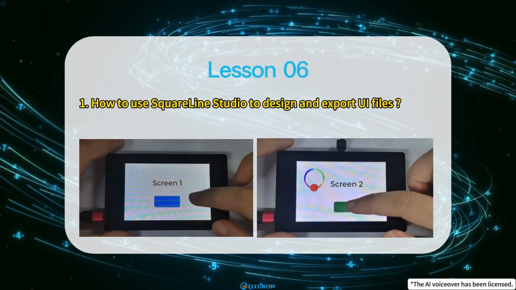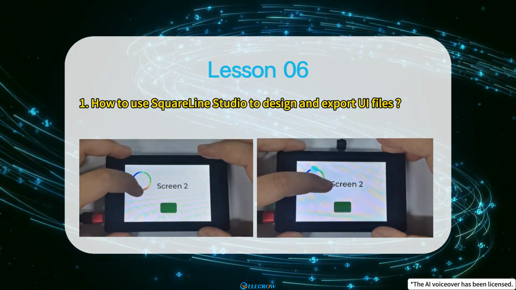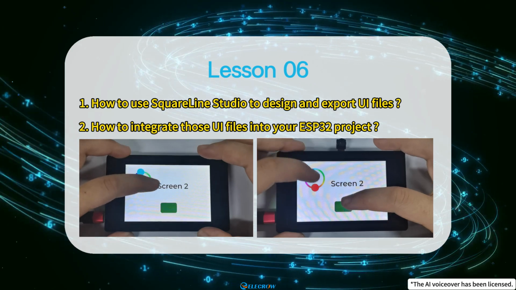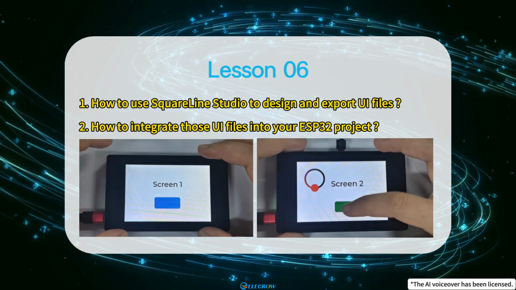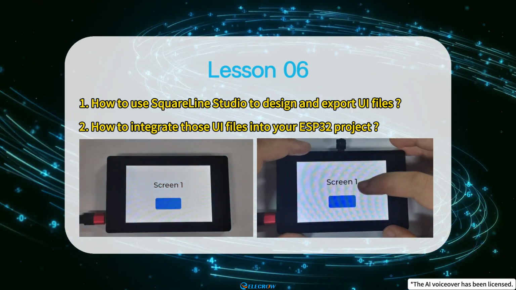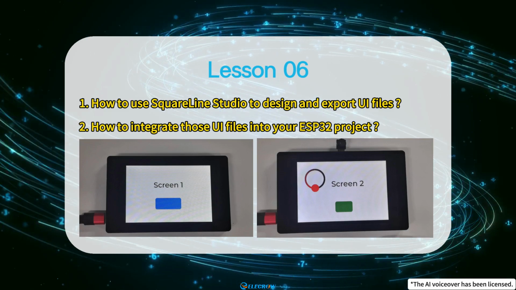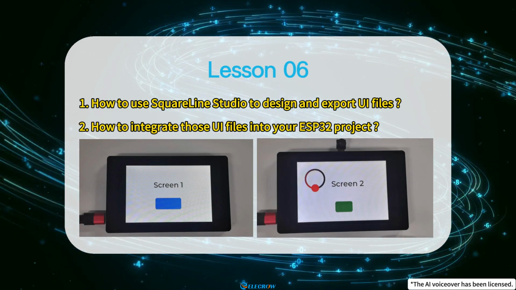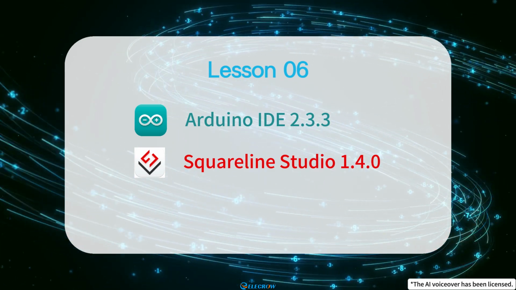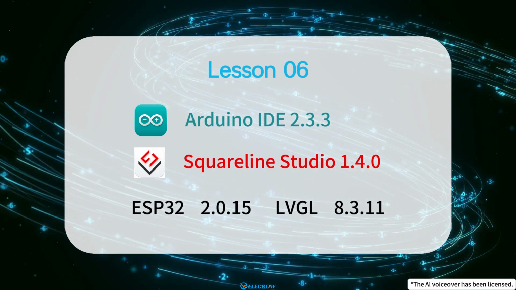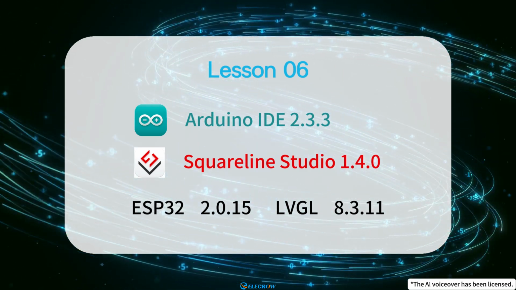In this lesson, I'll show you how to use Squareline Studio to design and export UI files, and then how to integrate those UI files into your ESP32 project. Since I already explained what Squareline Studio is in the previous lesson, I won't go into detail again. The compiler for this lesson is Arduino IDE 2.3.3, and LVGL library 8.3.11. Let's start by downloading the software.